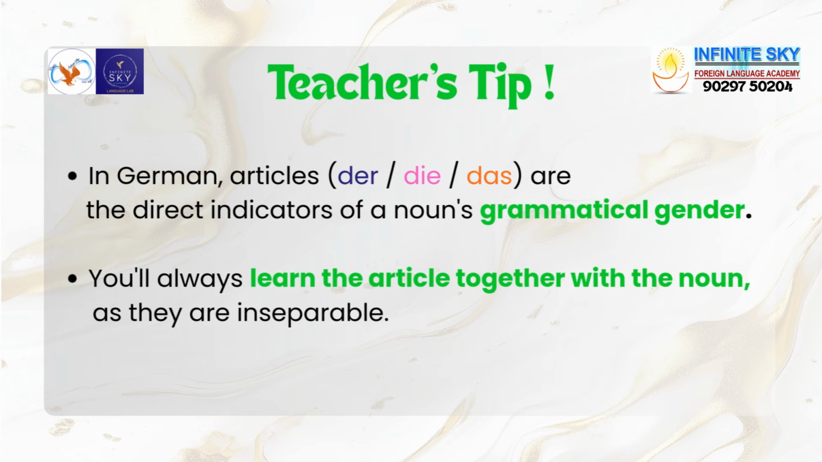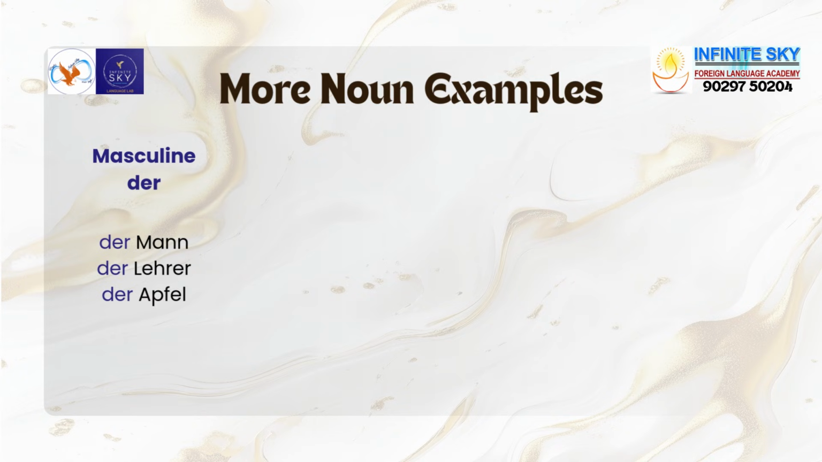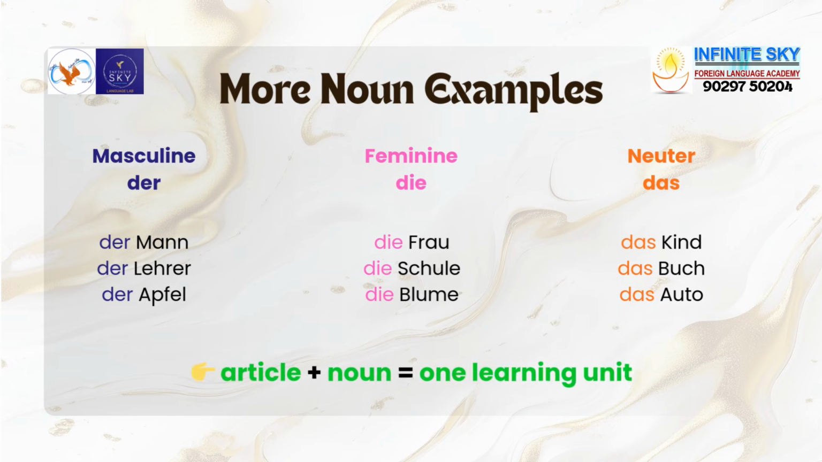Let's look at some more noun examples. Masculine: der Mann, the man; der Lehrer, the teacher; der Apfel, the apple. Feminine: die Frau, the lady; die Schule, the school; die Blume, the flower. Neuter: das Kind, the child; das Buch, the book; das Auto, the car. Always remember, article plus noun equals one learning unit.